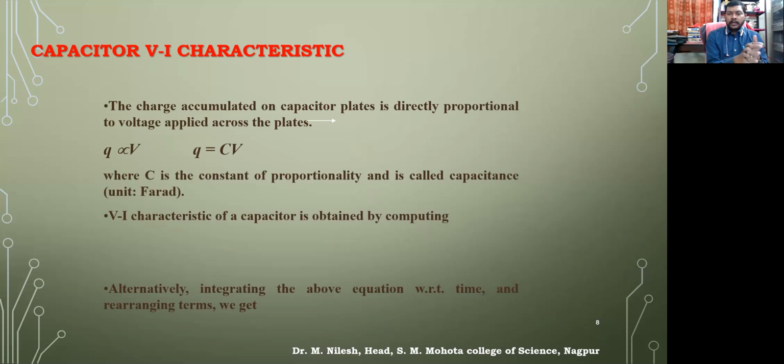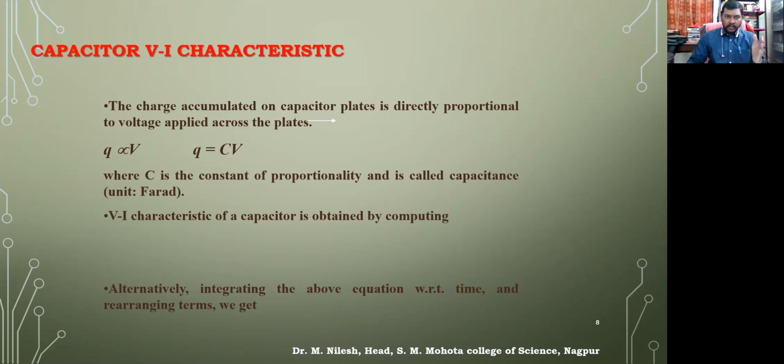Whenever charges are accumulated or stored on a capacitor plate, that is directly proportional to the voltage applied across those plates, right? Then by that we can say that Q is directly proportional to V, and if you want to equate that, we have to put a proportionality constant. There we can say that Q equals C into V, right?